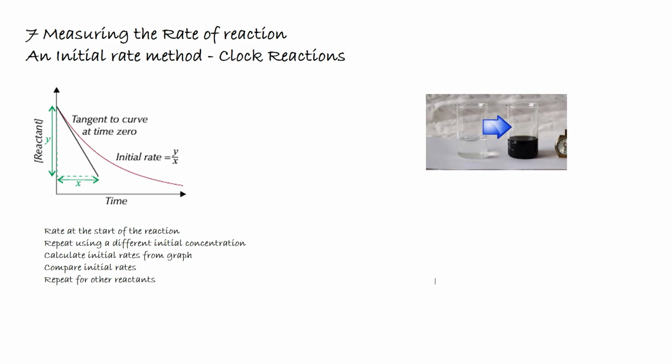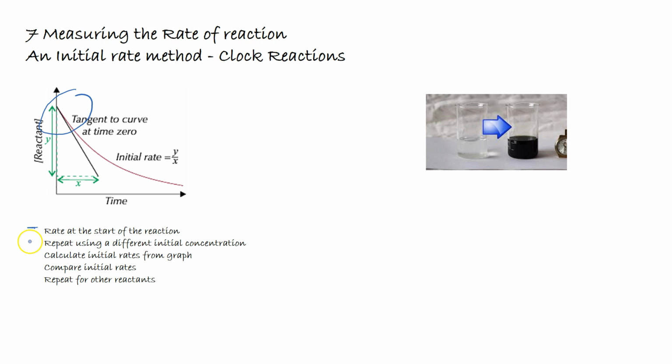Now, the next way we need to know about measuring the rate of reaction is by the initial rate method, or the clock reactions. We can do this by calculating, like we have done there with our continuous rate method, but we just take the tangent to the curve at time 0 and once again work out the gradient by working out the change in y by the change in x. What this does is it gives us the rate at the start of the reaction.